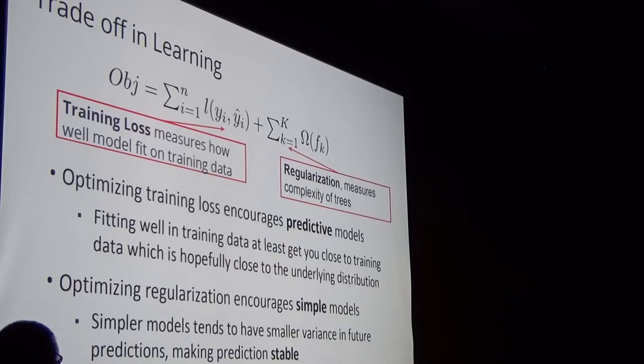Okay. And here again, you can see that I keep emphasizing this formula of the objective function containing the training loss and the regularization. In a nutshell, if you want to optimize training loss, you want the model to be predictive, so it can predict your training data set accurately. But if you optimize for regularization, it means that you want to encourage simple models. And a simple model is quite important if you want to generalize well to a future data set.